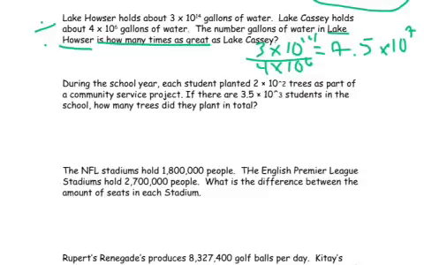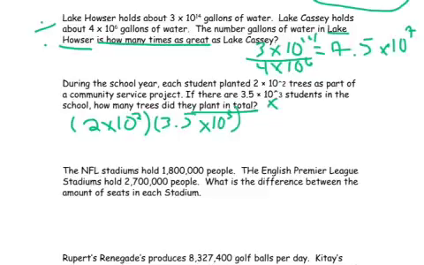Next question. During the school year, it talks about students planting trees as a service project, and it gives how many students. So I want to know how many trees did they plant in total. Well, if I know how many students there are and how many each student planted, I am going to multiply. So I'm going to take 2 times 10 squared and multiply it by 3.5 times 10 to the 3rd power. When I do that, I would get 7 times 10 to the 5th. If you put 7.0 times 10 to the 5th, same thing.